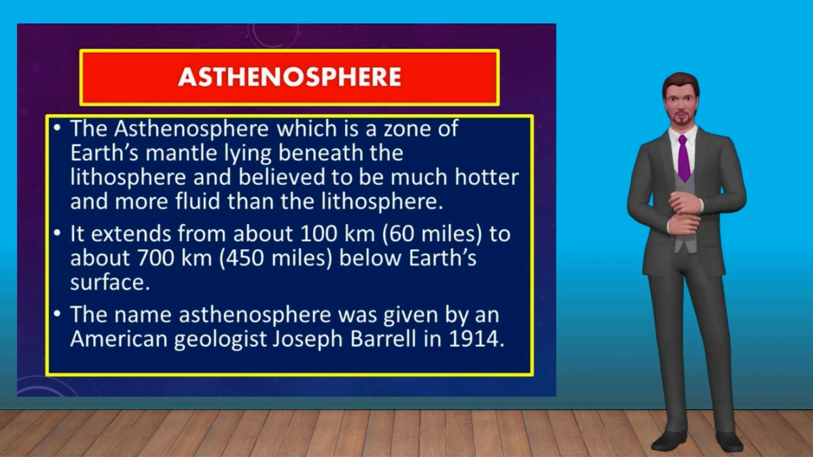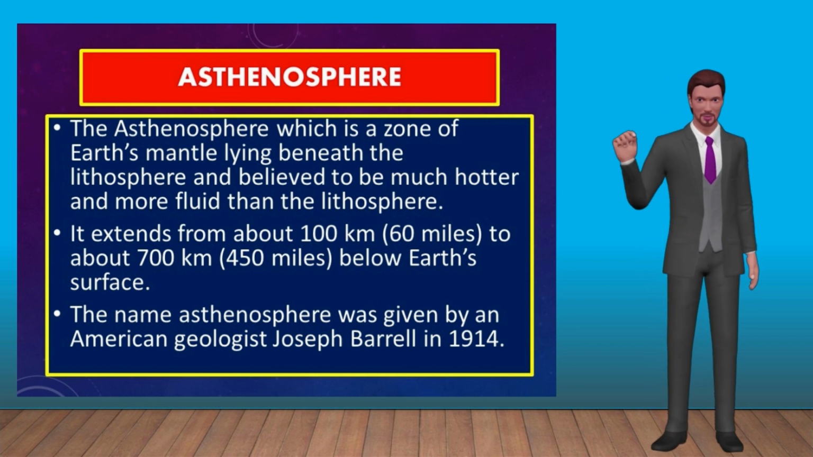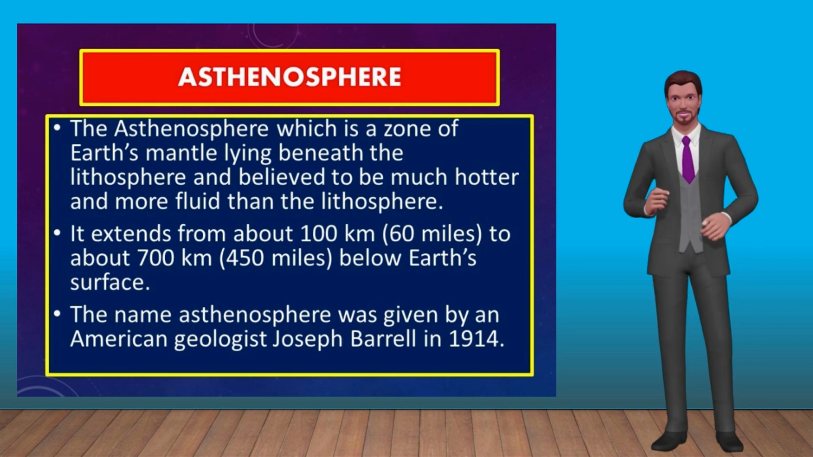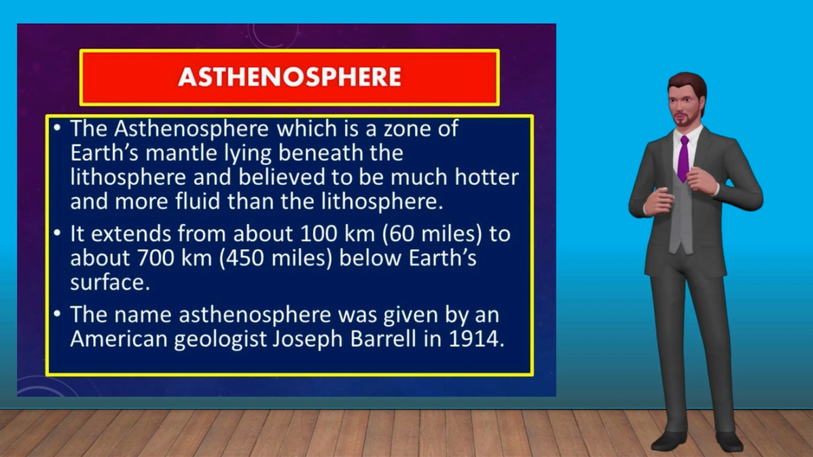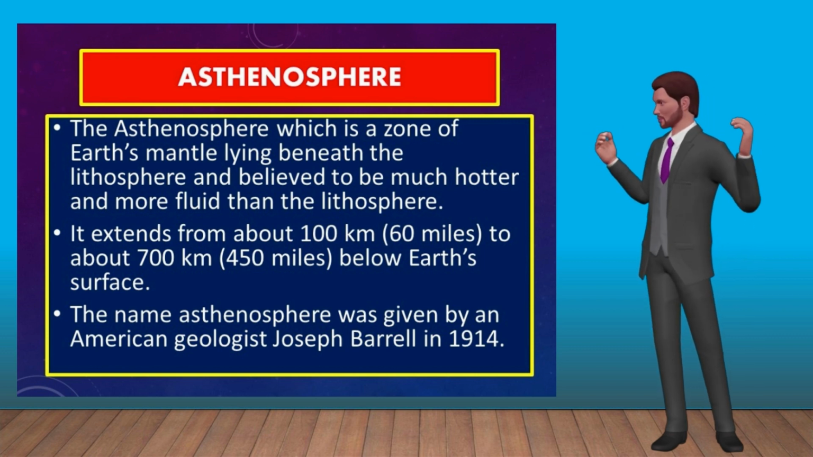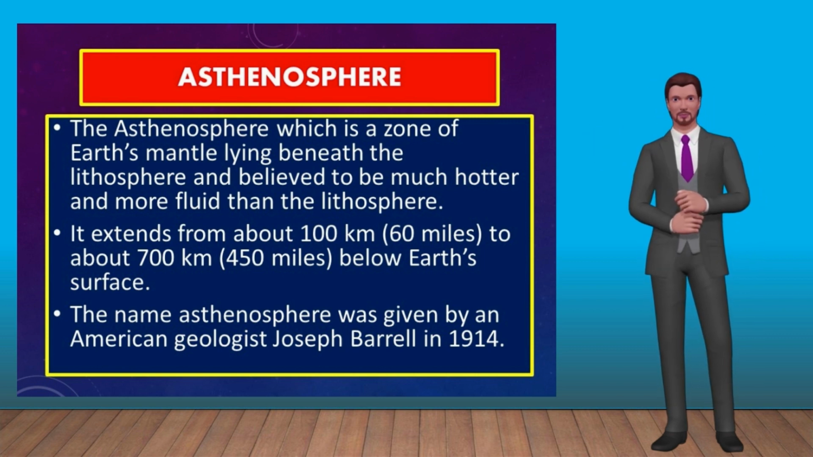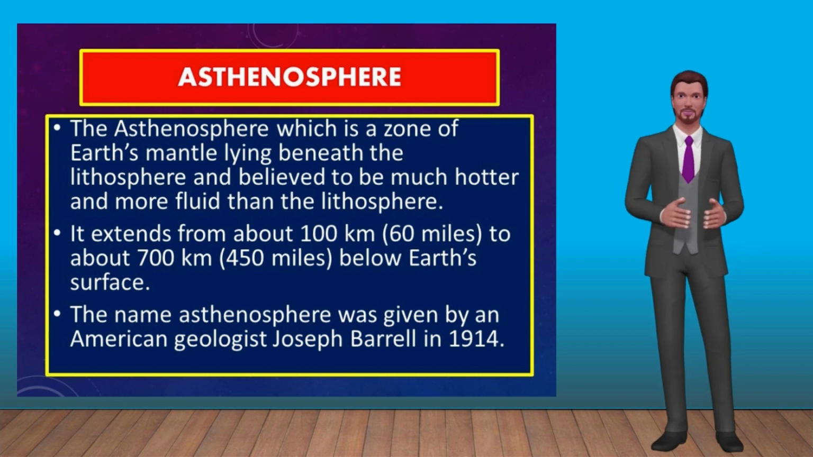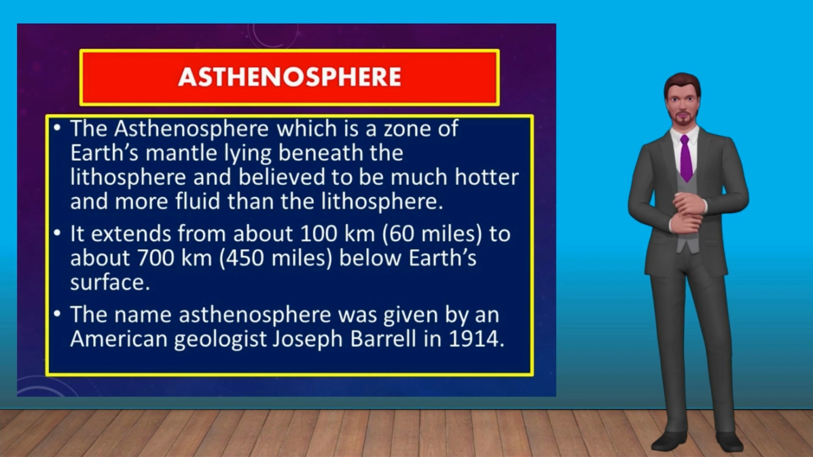The asthenosphere, which is a zone of Earth's mantle lying beneath the lithosphere and believed to be much hotter and more fluid than the lithosphere. The asthenosphere extends from about 100 km or 60 miles to about 700 km or 450 miles below Earth's surface. The name asthenosphere was given by an American geologist Joseph Barrell in 1914.